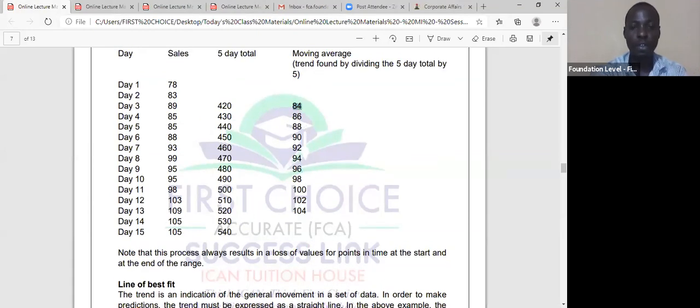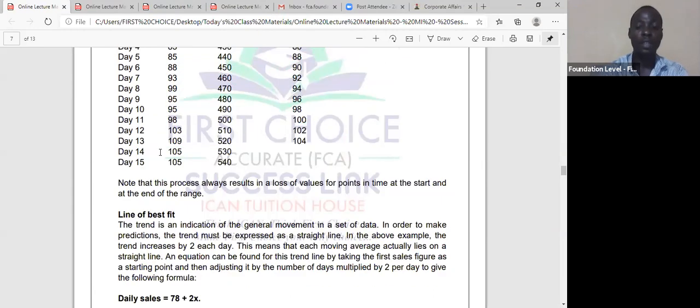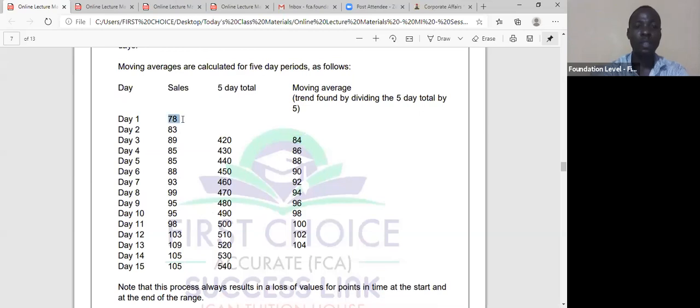This is 84. So your highest figure is 104 minus lowest figure 84. You see it's 20. So what is the difference between day 13 and day 3? I simply say 13 minus 3 is 10. So I say 20 divided by 10, the same way I got the 2. So you see that either you say your 84 plus 2x, or you can decide to say your 78 plus 2x. But I prefer sometimes to use 84 plus 2x to estimate your value here.